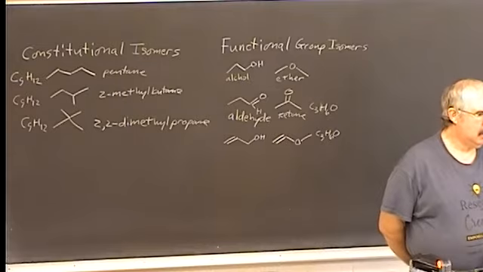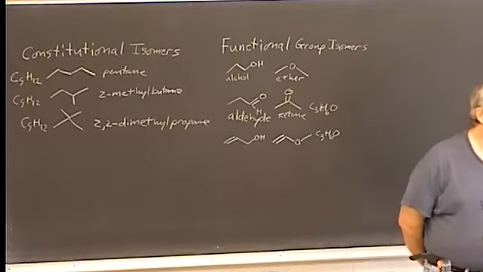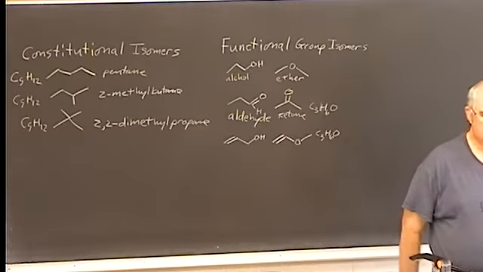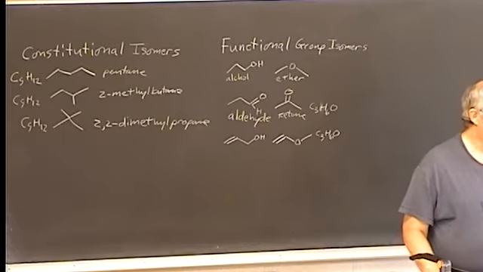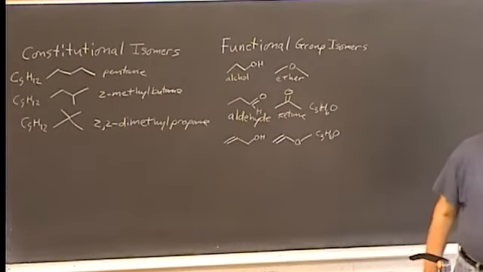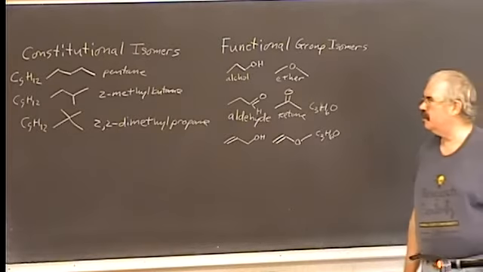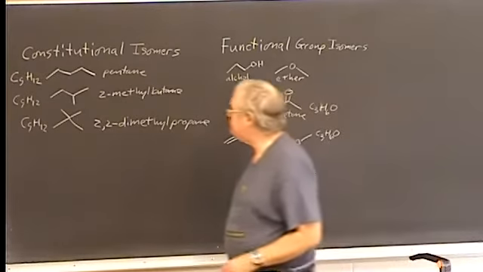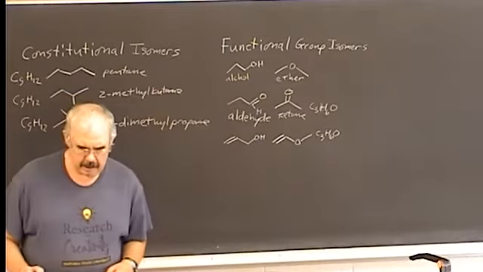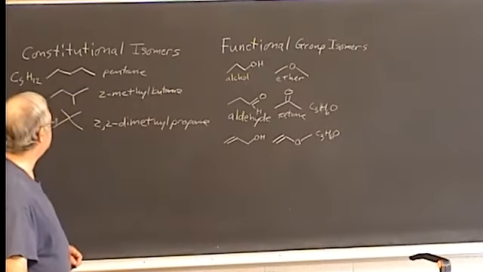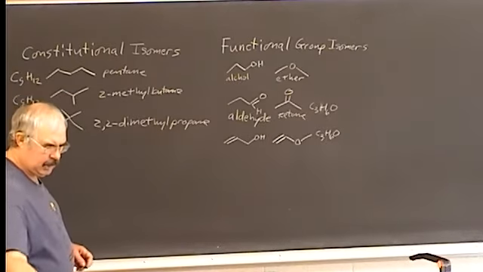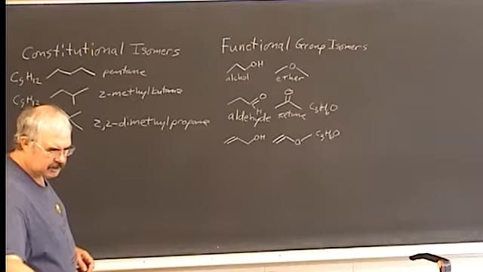All right, today we're going to look at the different types of isomers. This will be a two-part series. Okay, we'll start off with what are called constitutional or skeletal isomers. And for the formula C5H12, there are three possible structures.